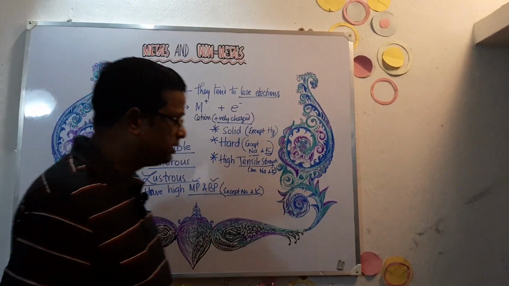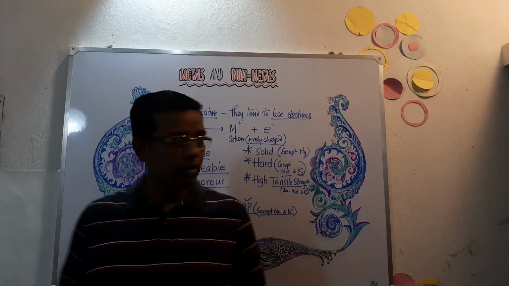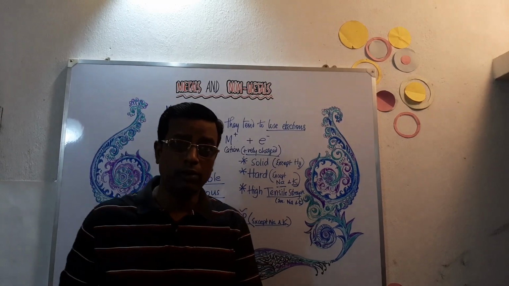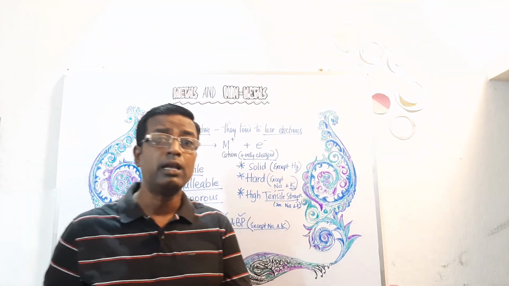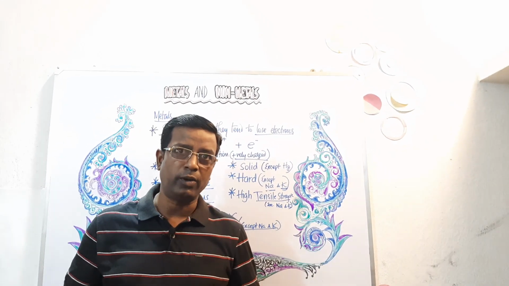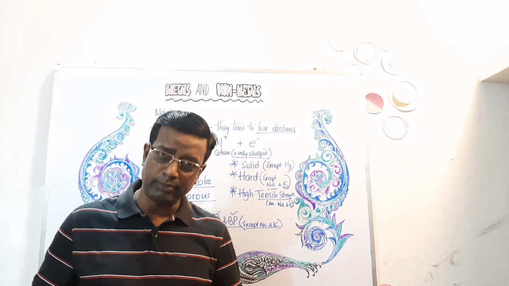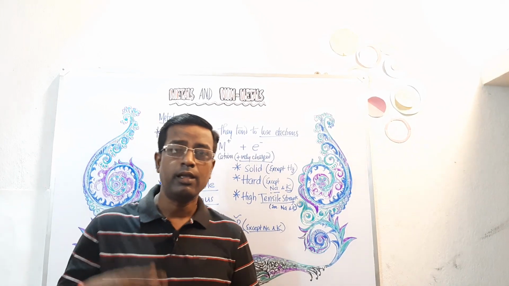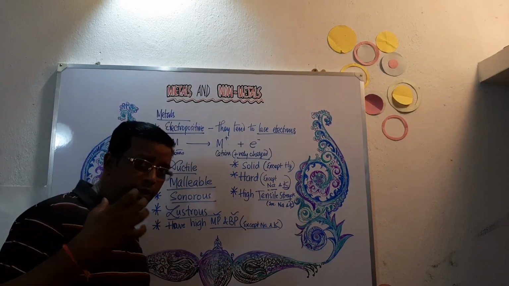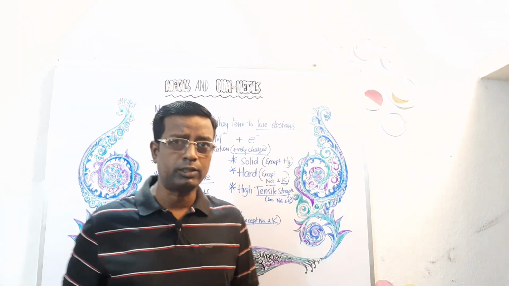These are some of the physical properties of metals. So let's recap. What are the important properties? Metals are electropositive in nature. They have a tendency to lose electrons and form cations. Cations are positively charged ions. Ions are of two types, positive ion and negative ion. So metals form positive ions. They form cations: sodium cation Na+, magnesium ion Mg2+, calcium ion Ca2+, aluminium forms Al3+. Generally metals have 1, 2, or 3 electrons in their valence shell.